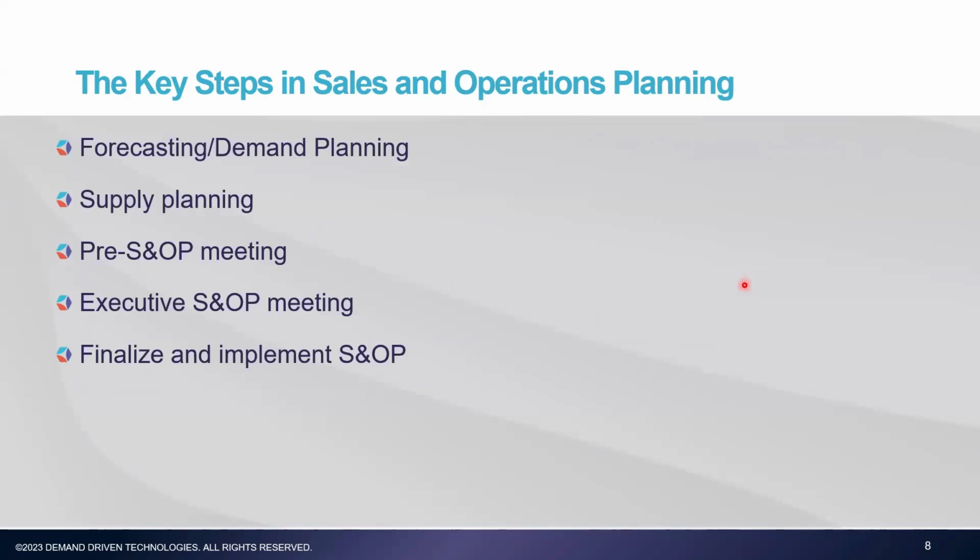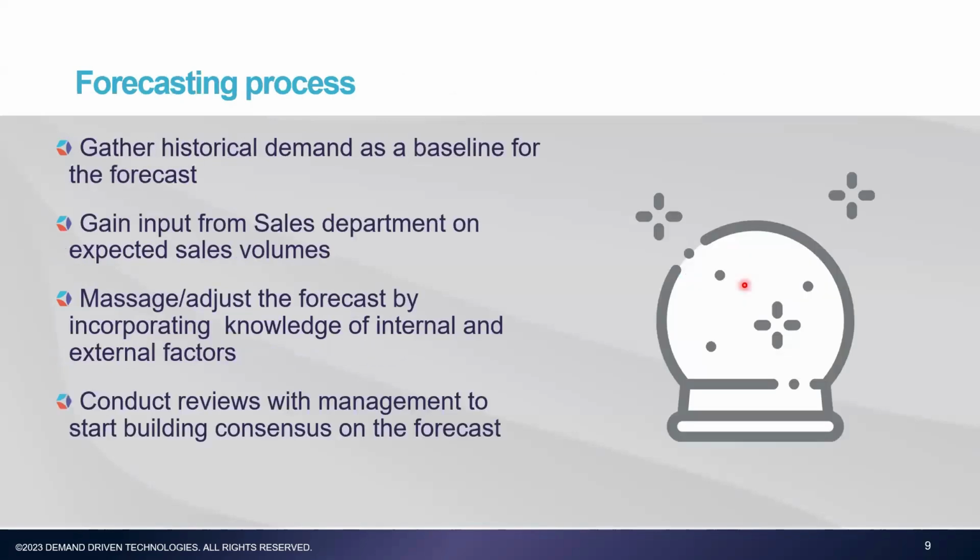So to get there, you have to do kind of the following steps. You've got to go through forecasting and demand planning. They're both opposite sides of the same coin. You then build your supply plan. You do a series of meetings, both pre-S&OP and then the executive S&OP meeting. And these are kind of foundational to getting organizational buy-in and acceptance of the plan. And then we go out and implement.